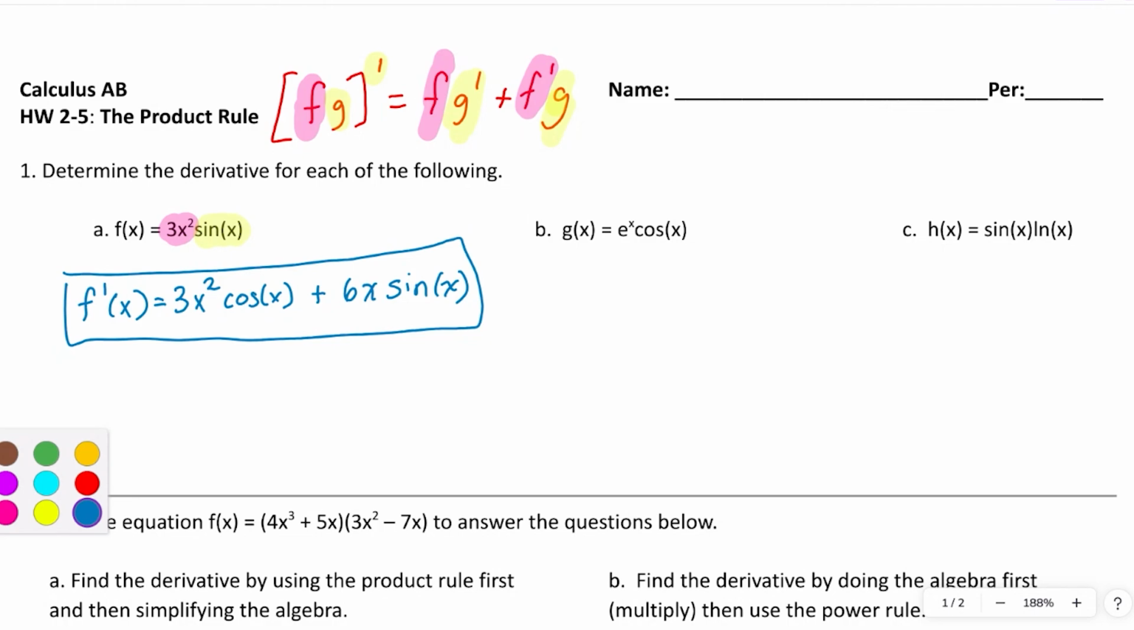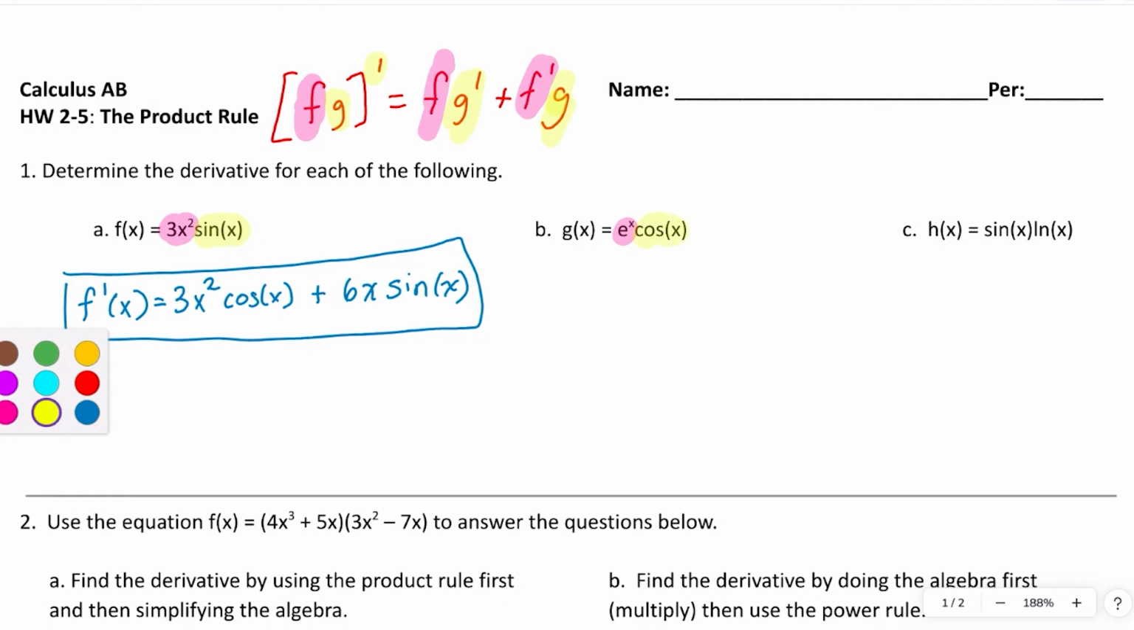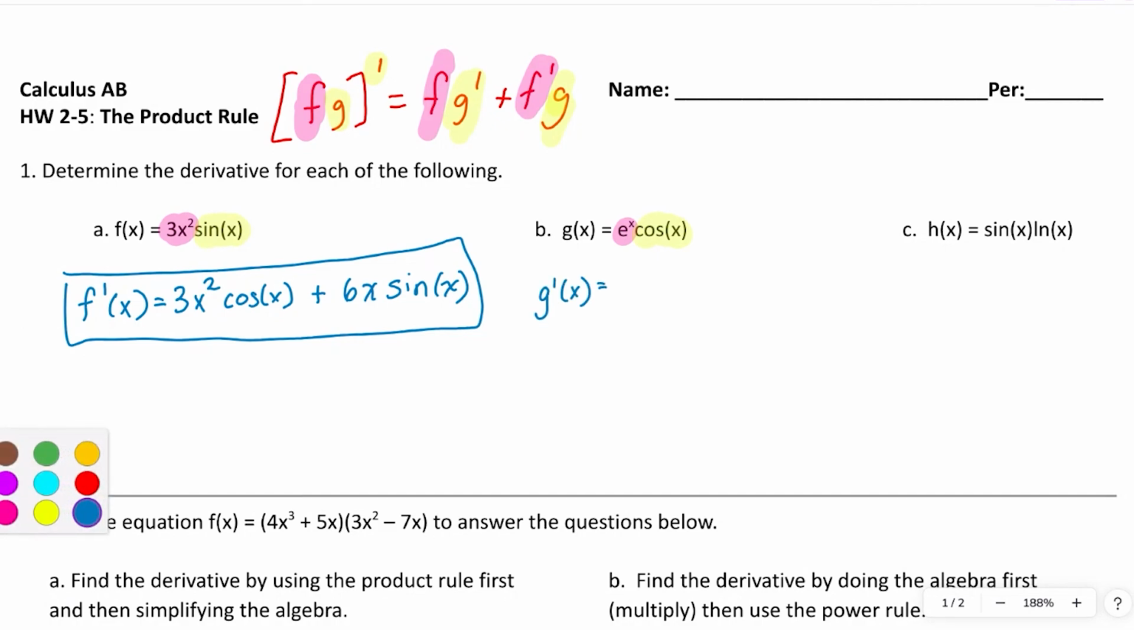So let's do letter B here. The first function that we're going to identify is e to the x, and the second function is going to be cosine x. So the derivative of g here is going to be the first function, e to the x, times the derivative of the second one. Now that's negative sine x.